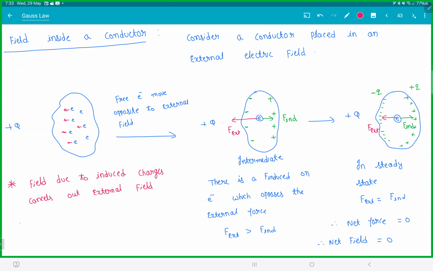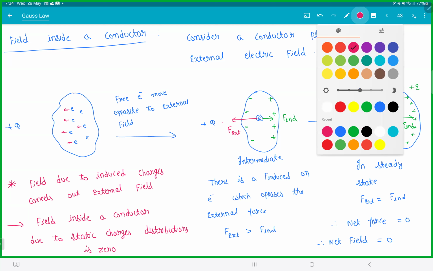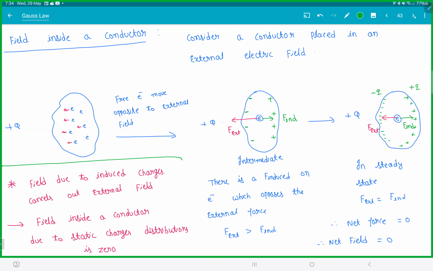So this is what we get. The field inside a conductor due to all static charge distributions is 0. That word is important, huh? Static charge distributions. If the charges are moving outside, the system will never reach equilibrium. So you can directly take this. Doesn't matter how much charge you put outside, the field inside a conductor is 0.